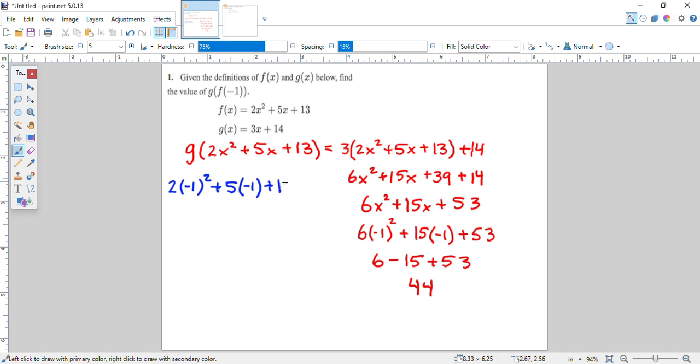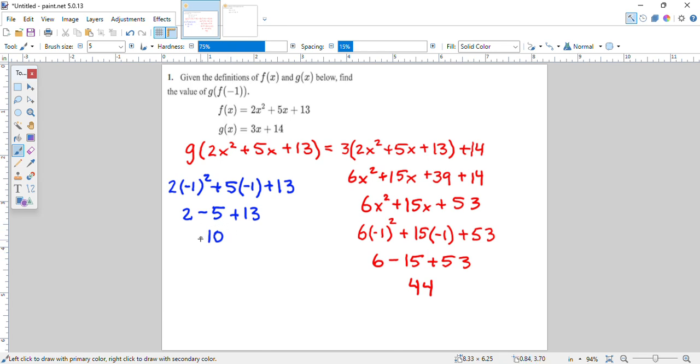plus 13. And we're going to solve for this before we ever get to g of x, because g of x is where we want to end up. So we're going to solve for this. Negative 1 squared, of course, is just 1, times 2 is 2. 5 times negative 1 is negative 5, and then, of course, plus 13. And from here, we add our terms together. 2 and 13 is 15, minus 5 is 10.